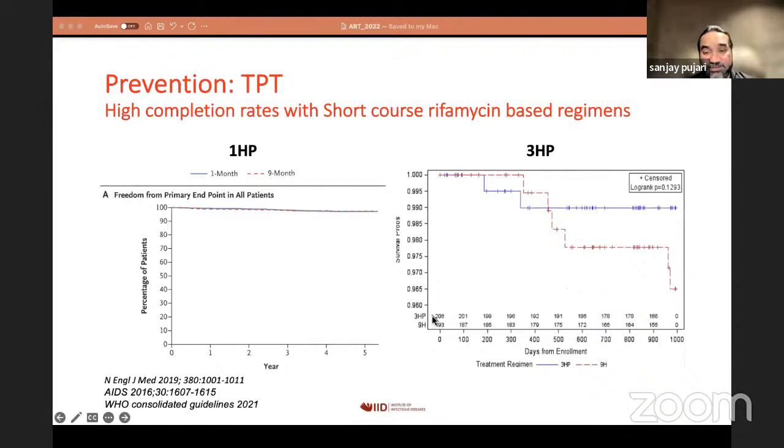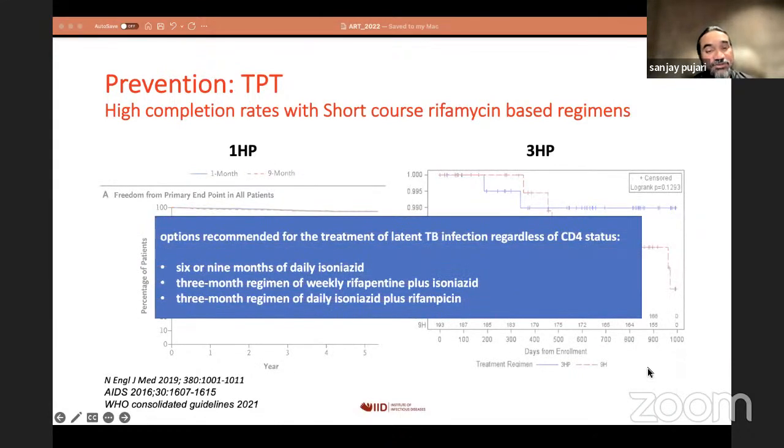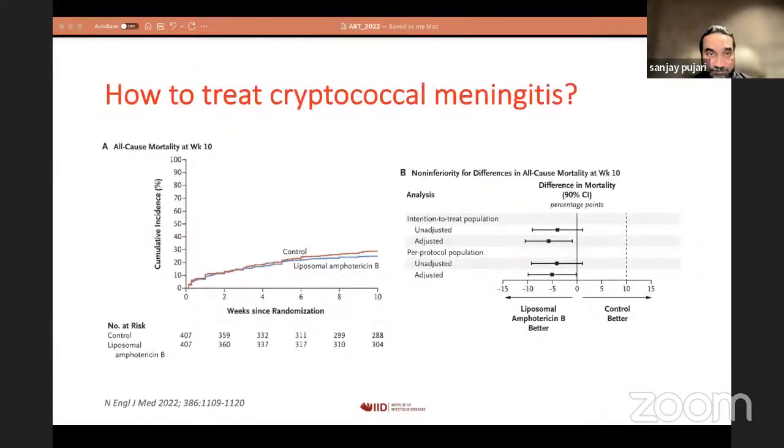Since INH for 6 months has a problem in terms of adherence, now there are short course regimens: 1 month of INH and rifapentine daily, or 3 months of high dose rifapentine and INH weekly. Both of these regimens have been shown to be effective in the context of HIV infection. So we need to scale up use of these when we initiate ART in patients with HIV to prevent TB. So this is also now being recommended by WHO. The latest consolidated guidelines recommend these regimens.